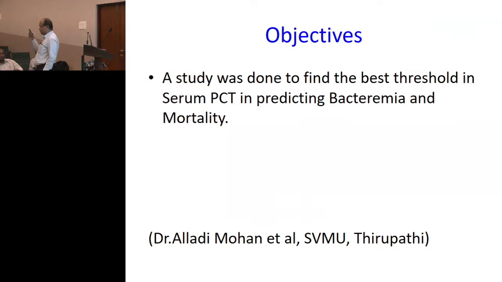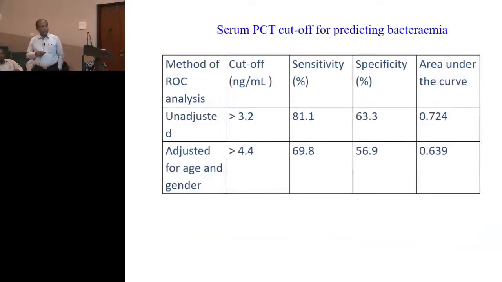In fact, you can do a regression analysis using ROC cutoff values. Therefore, the reviewer wanted you to adjust for age and gender when doing regression analysis using the ROC values. Let's see here: this is a cutoff value for predicting bacteremia. The unadjusted analysis gives you 3.2, and the analysis adjusted for age and gender gives different cutoff values.